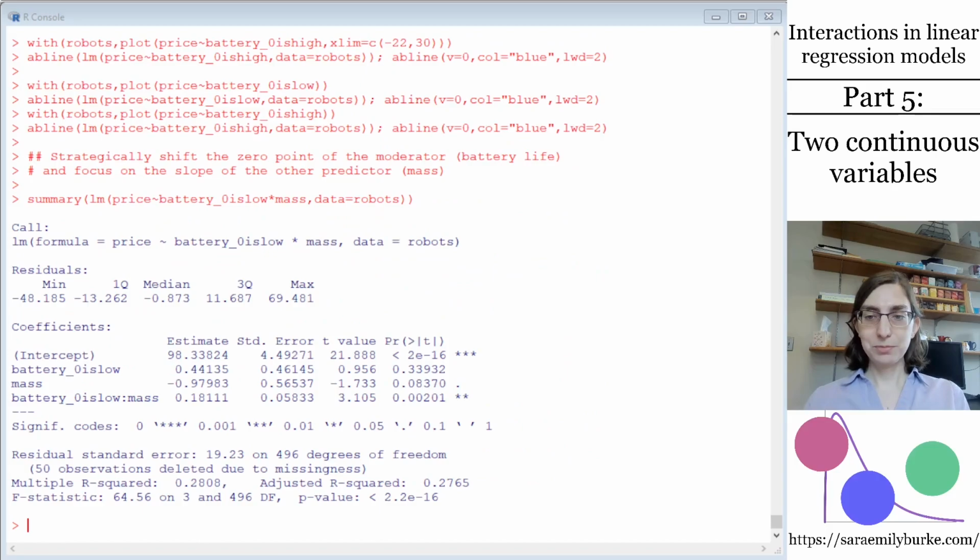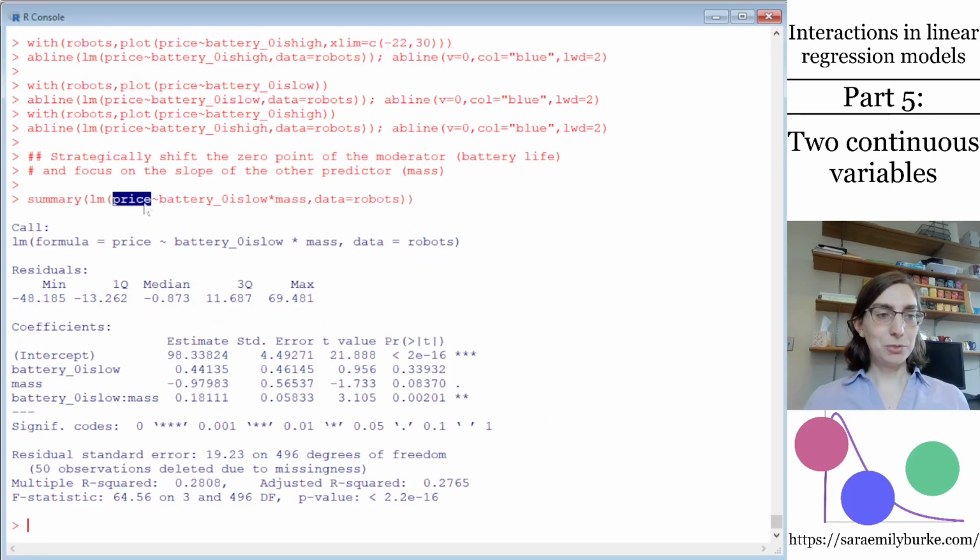mass. So here is the regression model when I have price as the response and battery 0 is low interacting with mass. This is the battery variable just shifted over by a constant. So the interaction term is the same as it was before, and the hypothesis test of the interaction term will never depend on this kind of shifting around. But what's key is that the slope for mass now has a special meaning. It's a lot more useful than it was in the original version where battery and mass both had their 0 points at literal 0 units in hours of battery life and kilograms of mass.